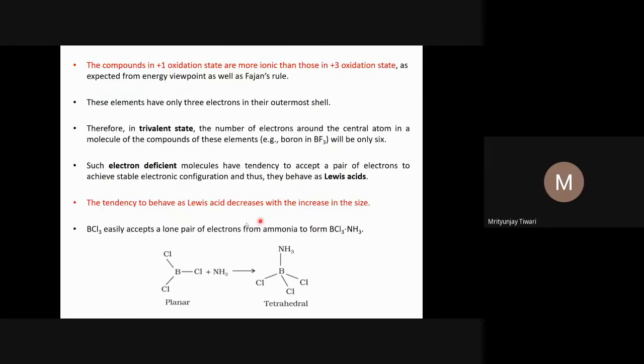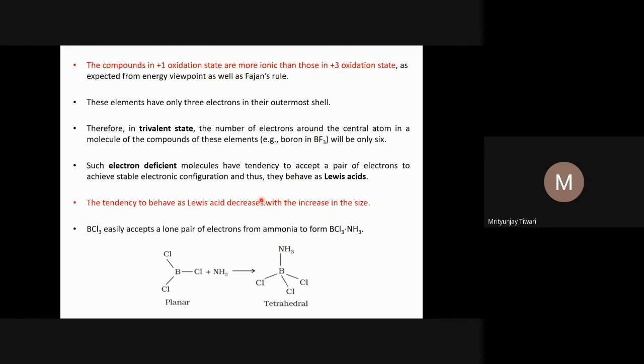The tendency to behave as a Lewis acid decreases with increase in size. That is because if the central atom is larger in size, the orbital overlap with the base is not that stable, not that facile, and so the Lewis acid tendency decreases down the group.